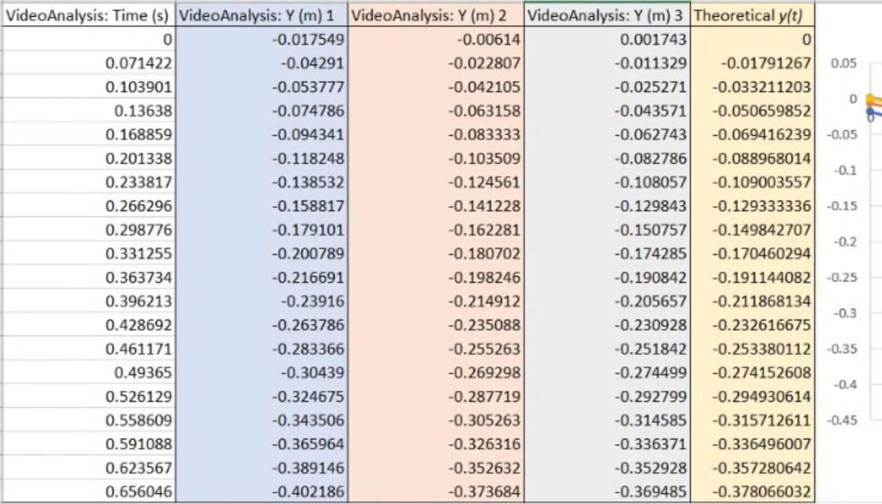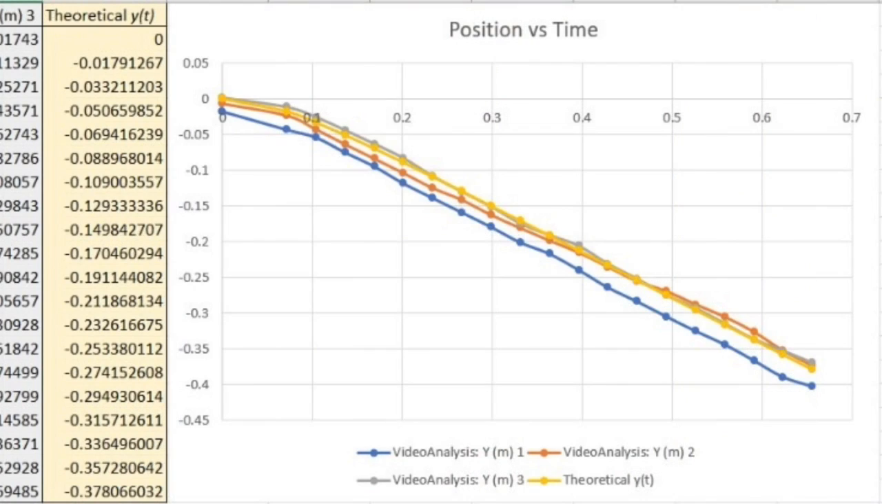So it's pretty close, there's not too much of a difference, but we're going to see in the graph in a second how it behaves. There you can see all the blue, the orange, and the gray graphs for the application's analysis, and then the yellow one is for our own equation of position given any time.